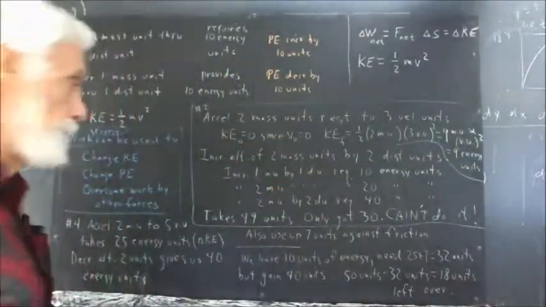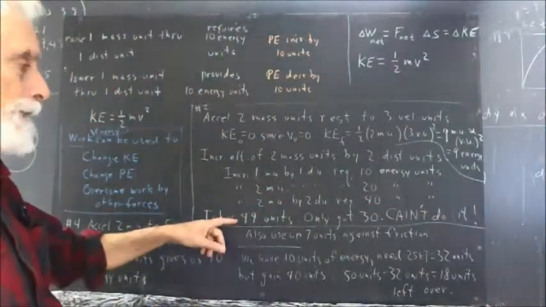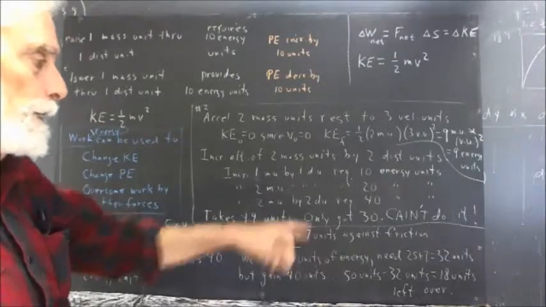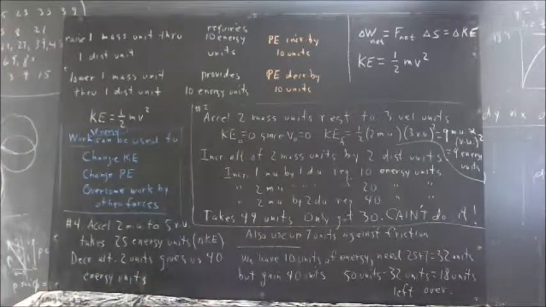Can you do that? Well, no, you've only got 30 units. You can't do it. Okay? You need 49, you've got 30. You don't have the energy to do this. Okay.